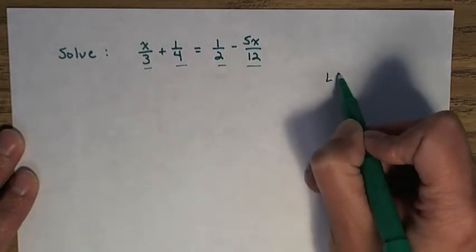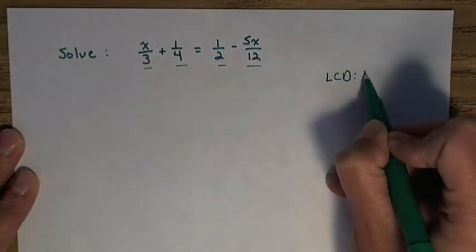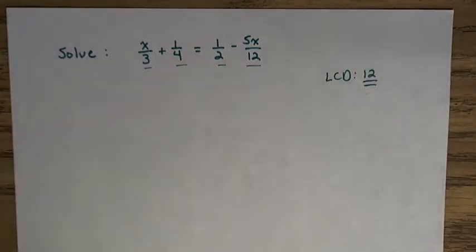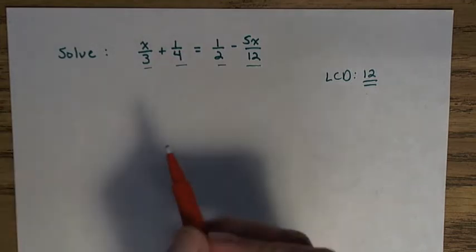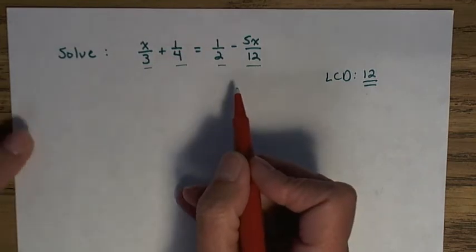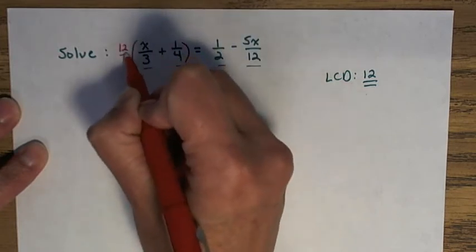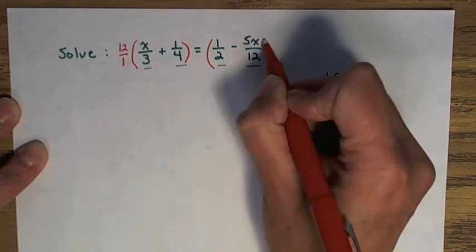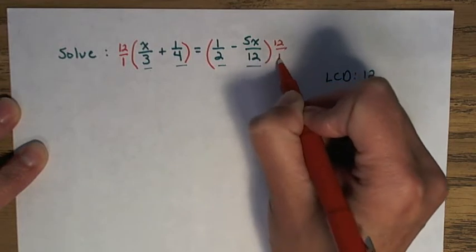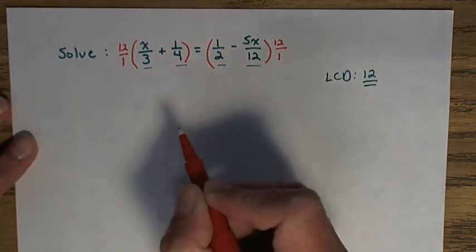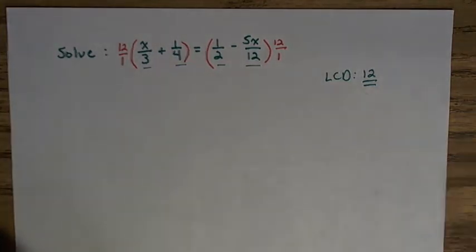Now the lowest common denominator I would have then would be 12. And what I'm going to do is multiply both sides of the equation by that common denominator, and I'm going to eliminate all the denominators from the equation. Now when I do that, it's very much like distributing.